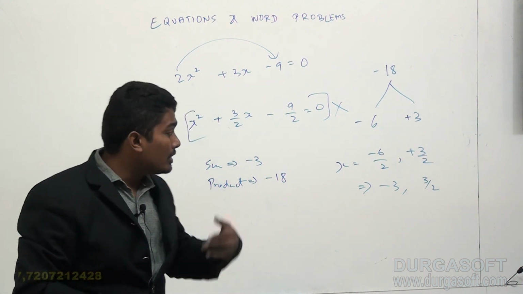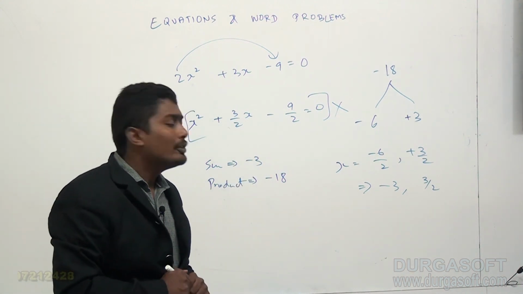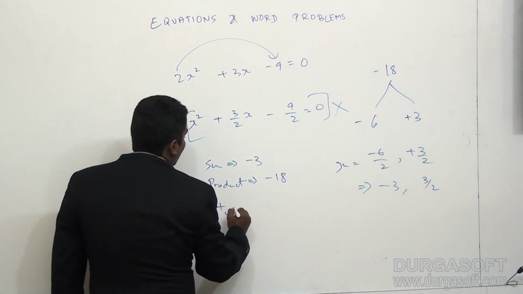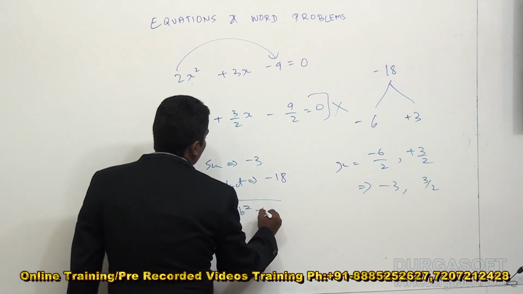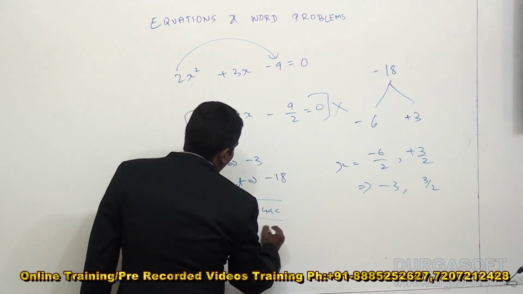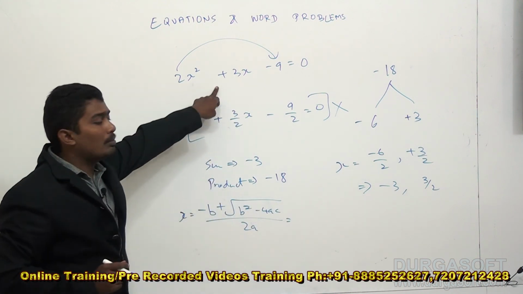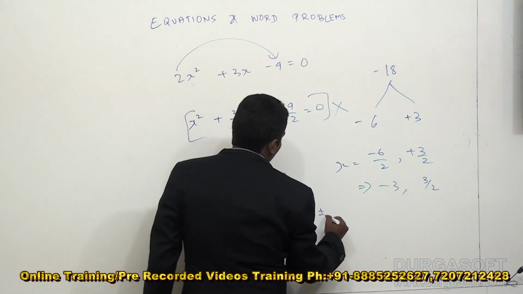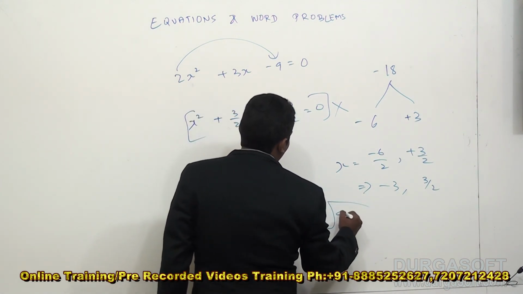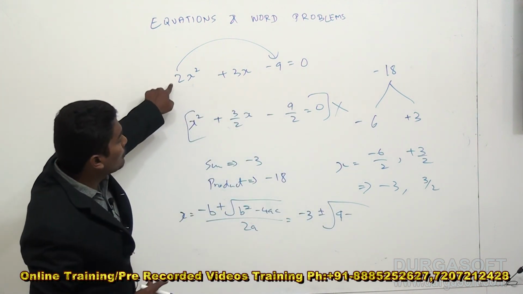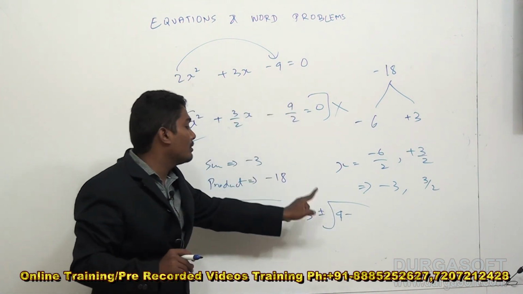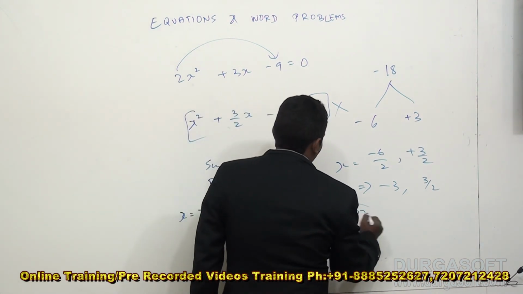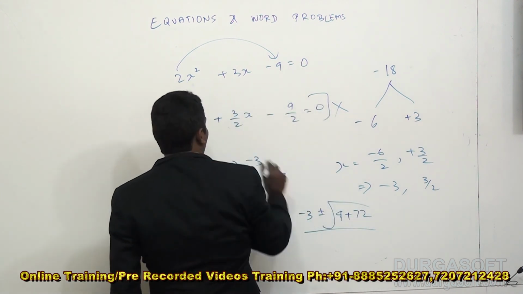You can either use this method to solve, or you can use the formula also. If we use the formula, the value of x will be minus b plus or minus root of b square minus 4ac by 2a. So here minus b, so minus of 3, minus 3 plus or minus root of b square, 3 square is 9, 9 minus 4ac, so 4 2s are 8, 8 into 9 is 72. So minus of minus 72 will become plus 72, divided by 2a, so 2 into 2 is 4.